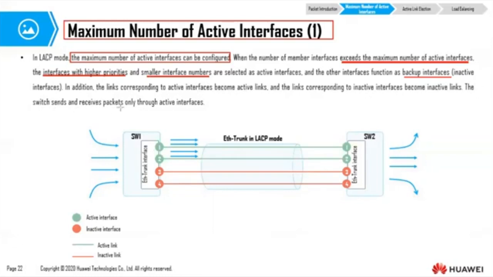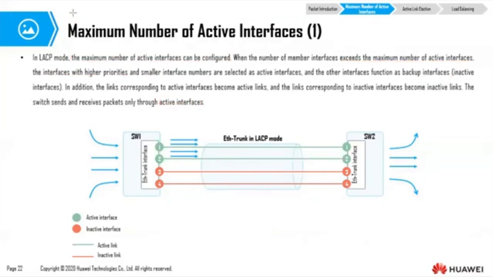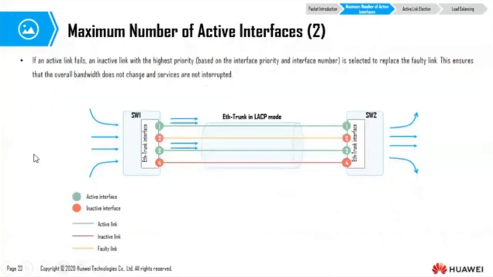In addition, links corresponding to active interfaces become active links, and the links corresponding to inactive interfaces become inactive links. So the switch sends and receives packets only through what? Active interfaces. Okay, so what do you think happens when an active link fails? This link here, it was an active link, but now it has gone down. What do you think happens?